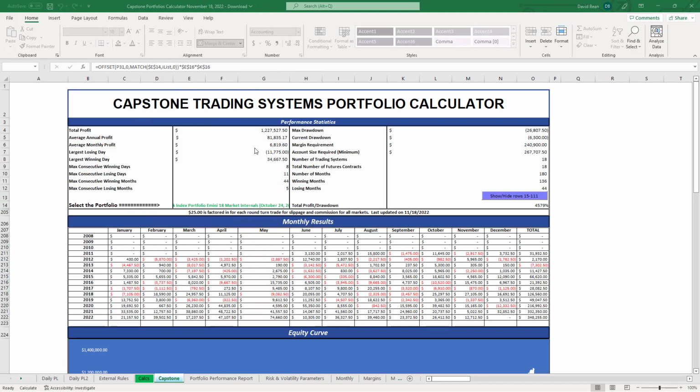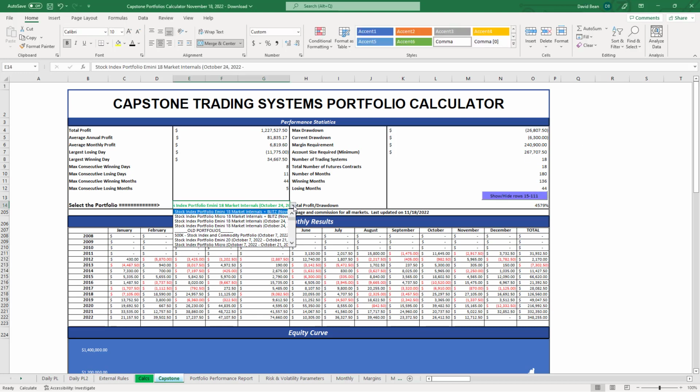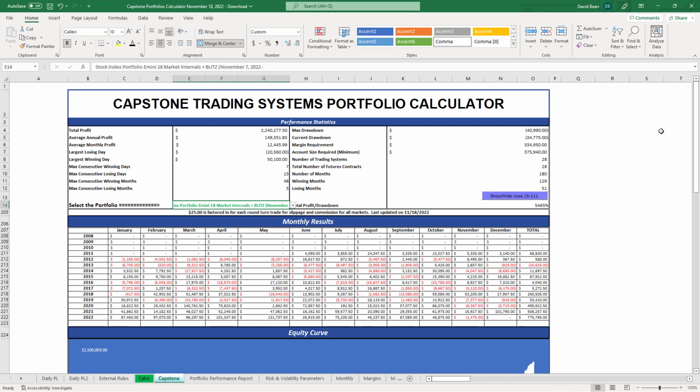And the reason why is that we also have the Blitz package. So there's two different portfolios. There's a stock index portfolio 18, and then the stock index portfolio 18 with 10 additional strategies called the Blitz package. And last week, Monday, Tuesday, Wednesday, we traded this setup and then we switched back to the stock index portfolio 18. Why would we do that?